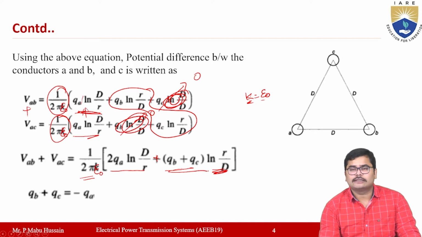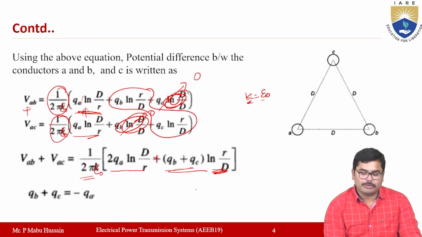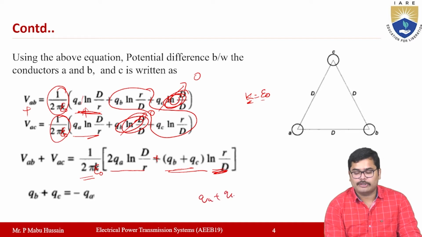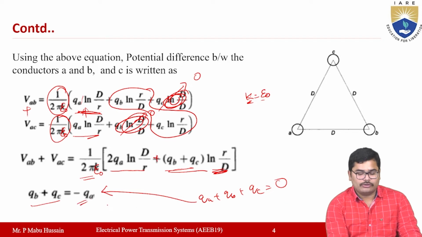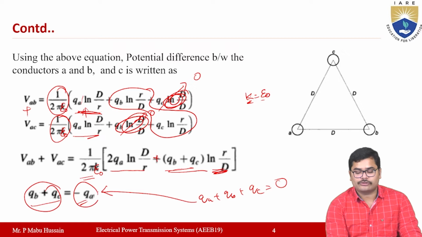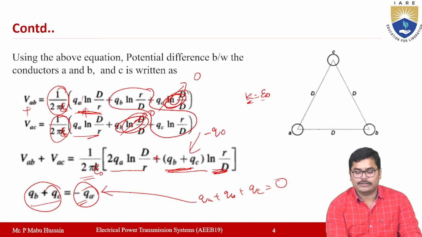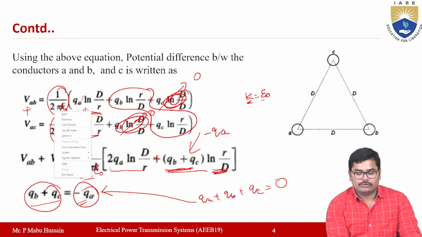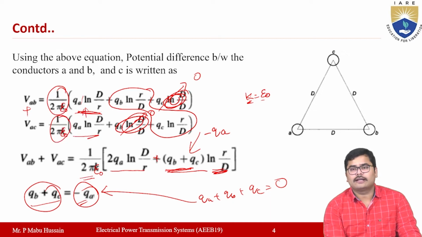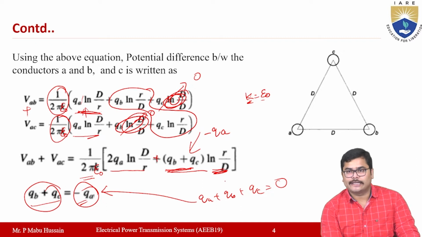Now, as you know, the charge is uniformly distributed in the transmission line system, so QA plus QB plus QC is equal to 0. From this equation, you can write QB plus QC is equal to minus QA. So here in place of QB plus QC, you can substitute minus QA. Now VAB plus VAC is equal to 1 by 2 pi epsilon naught into 2 QA ln d by r plus minus QA ln r by d.